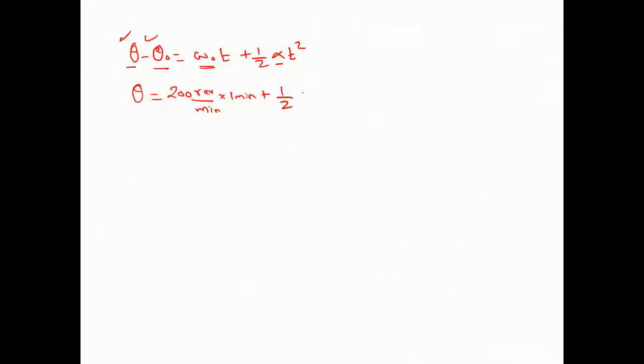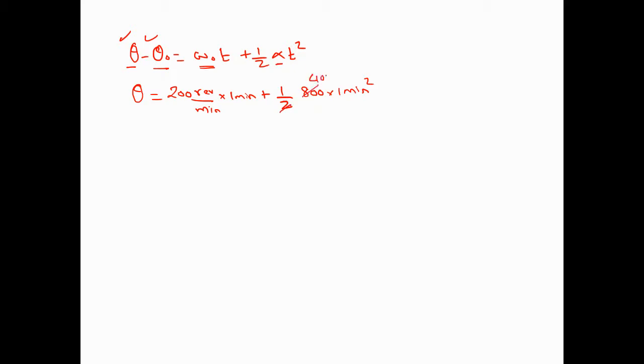revolution per minute square, multiplied by t square. That is what value? 1 minute, so 1 minute square. Am I right or not? Yes, teacher. Now you can just substitute the value. What will you get? If you divide this value, it becomes 400.